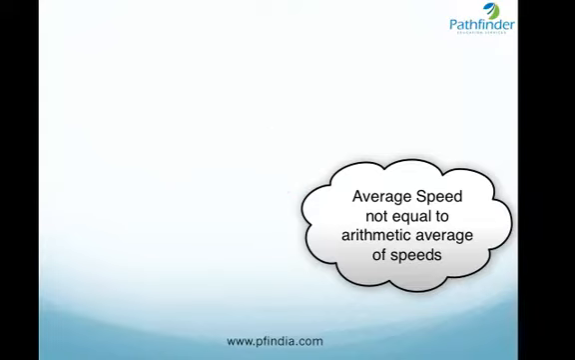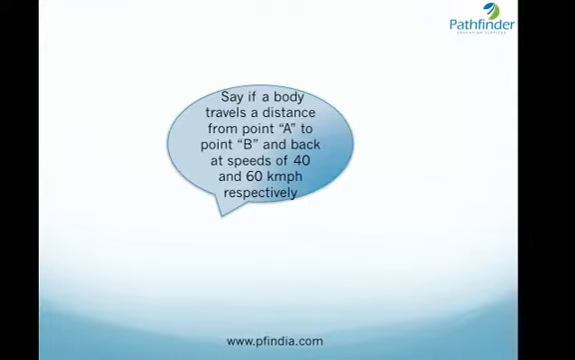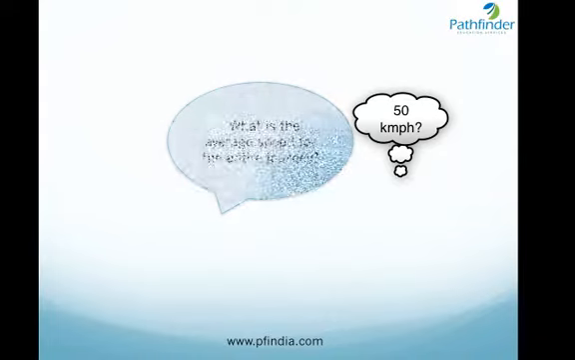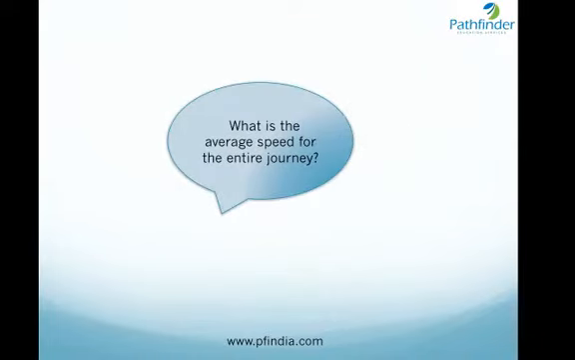For example, if a body travels a distance from point A to point B and back at speeds of 40 and 60 km per hour respectively, do you think the average speed will be 50, which is nothing but the arithmetic average of 40 and 60? Well, it will not be 50. So if it is not 50, what is the average speed for the entire journey? And more importantly, how do we calculate this average speed? Well, this is what this session is all about.